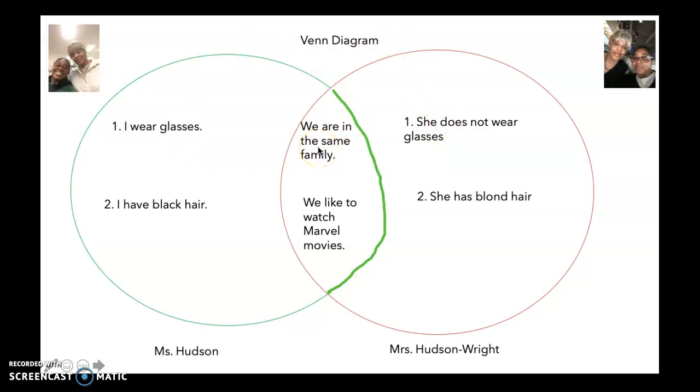Now, let's go to what's the same. We are in the same family. Yes, we're in the same family. She's my mom, so therefore we're in the same family. The next one. We like to watch Marvel movies. Yes, we enjoy watching Marvel movies together. That is something that we both do. Okay, so remember, in the center, you're talking about how you are the same, something that both characters, and since we're talking about characters, people, both are the same. How is the same? You can write the both. You can use the word we both or we like, because you're included in this.